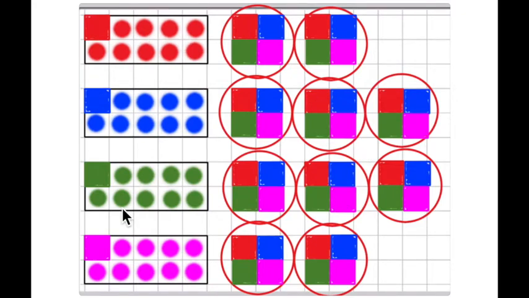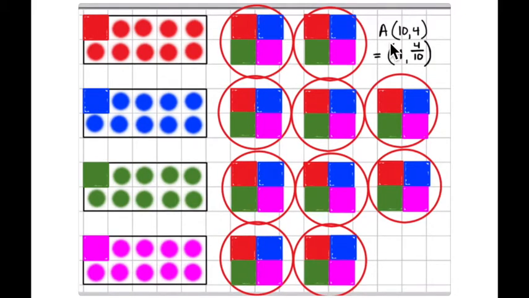So if I have 4 whole rectangles divided among 10 groups, imagine you have $4 divided among 10 people. Same idea. How much money is each group going to get? Or how much money is each person going to get? Or what fraction of a rectangle is each group going to get? Well, each group, so one group, gets 4/10. So if you have A at the point 10, 4, then for one group, or at x equals 1, y is going to be 4/10.